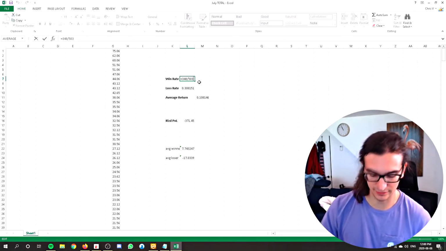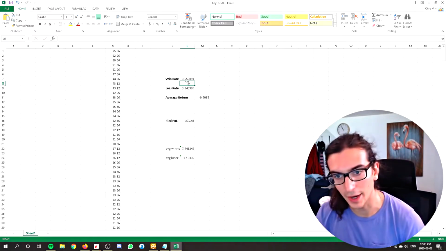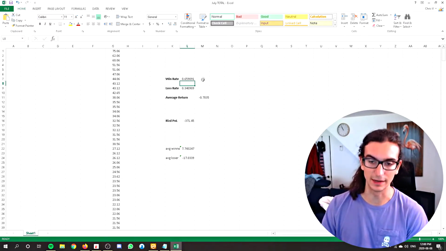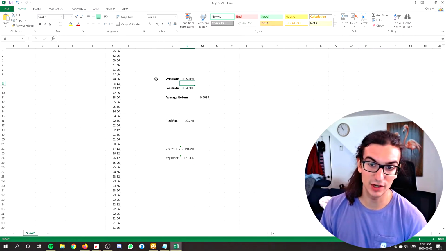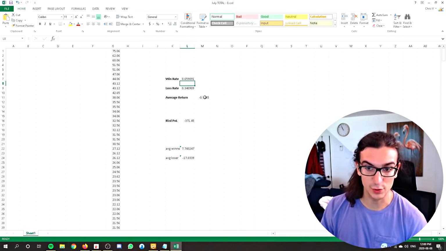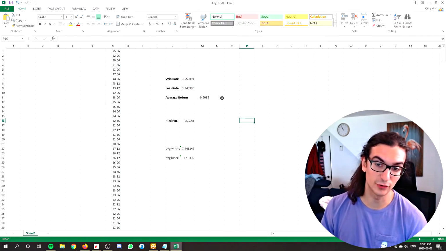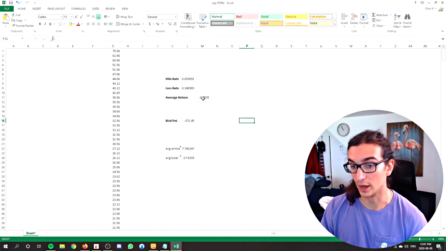So if I bring this back to 528, you'll see that the win rate was approximately 65%. And again, the win rate is including all break-even trades. So now that I've changed the win rate back to 65, the average return is actually negative. So over 528 trades, my average return was negative, okay?